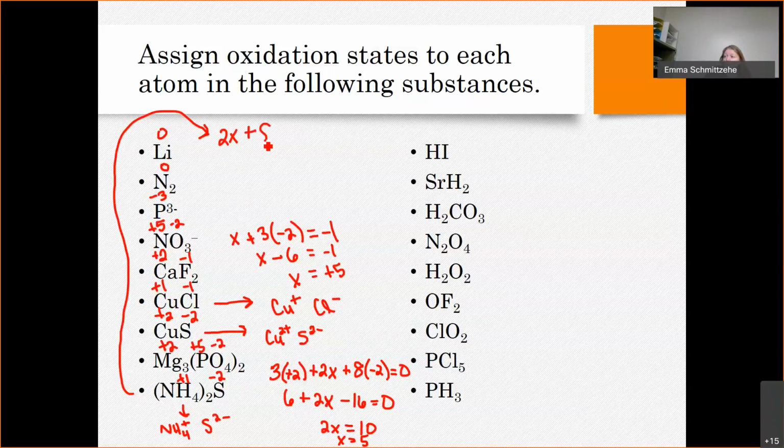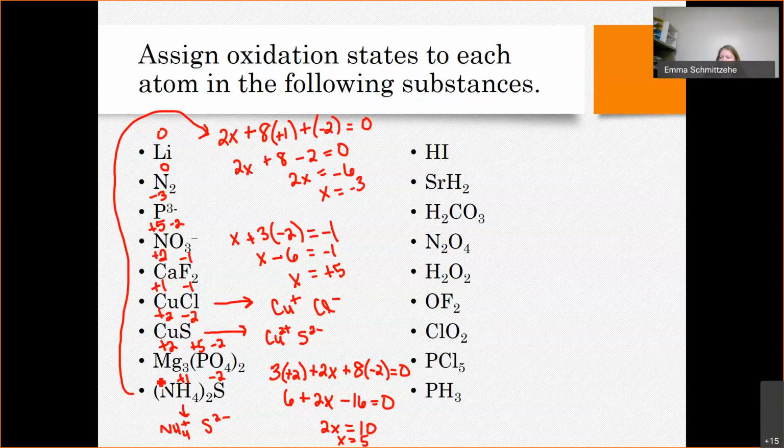I have 8 hydrogens, and each one is +1. And then I have sulfur, which is -2. Okay, and that all needs to sum to 0 because that's a neutral compound. So I have 2x plus 8 minus 2 must be equal to 0. So 2x should be equal to, well, if I subtract the 8 over, I have -8, and then I add 2, so I have -6. 2x equals -6, so in this case, x must be -3. Okay, so I'd have a -3 here for my nitrogen.